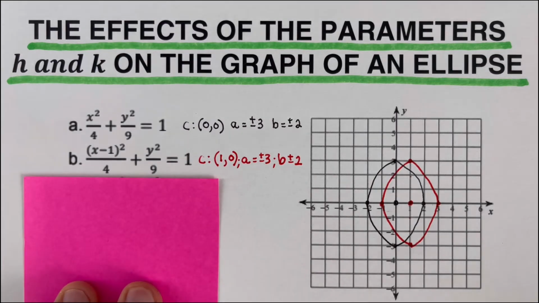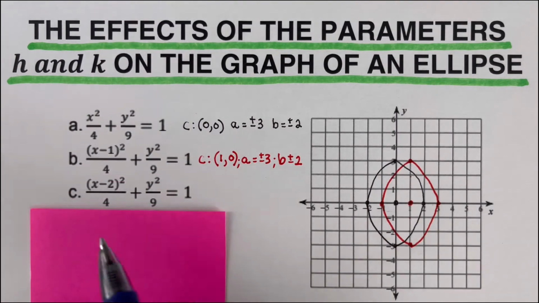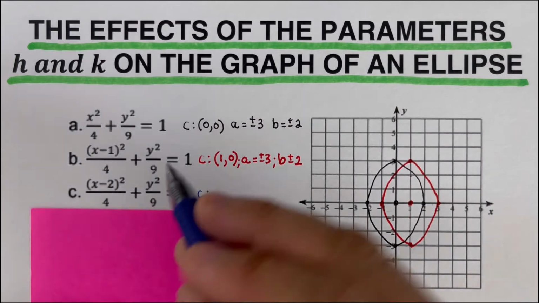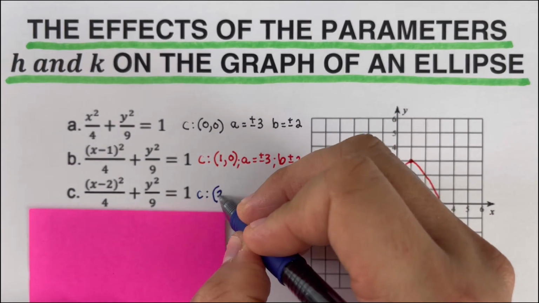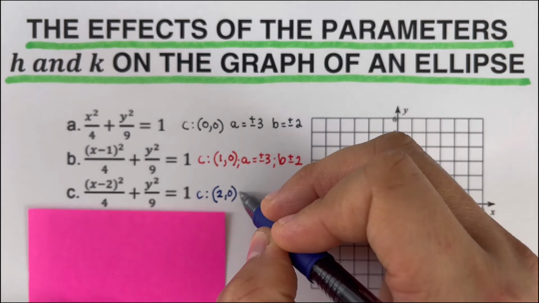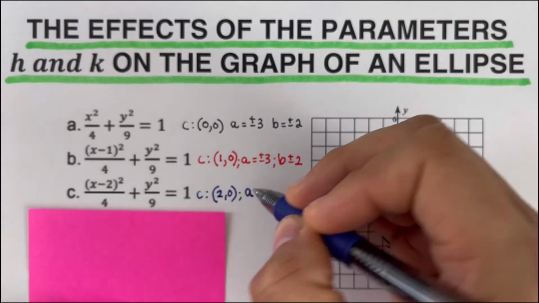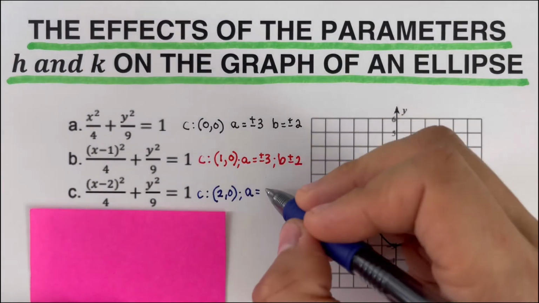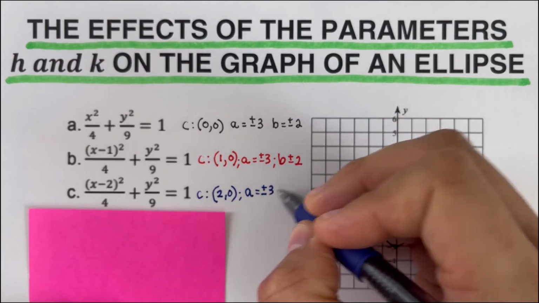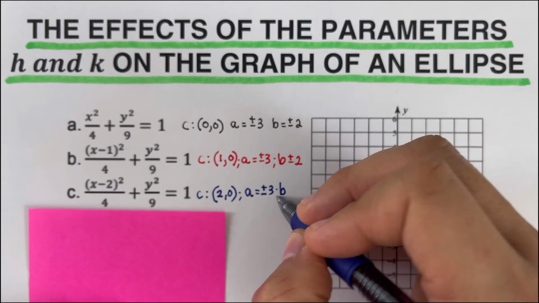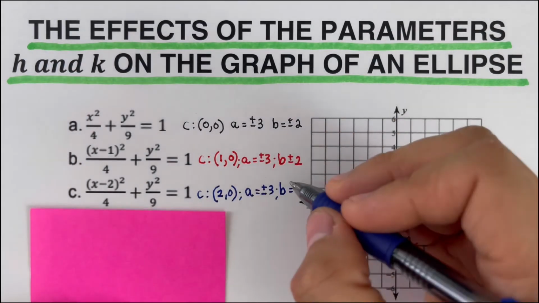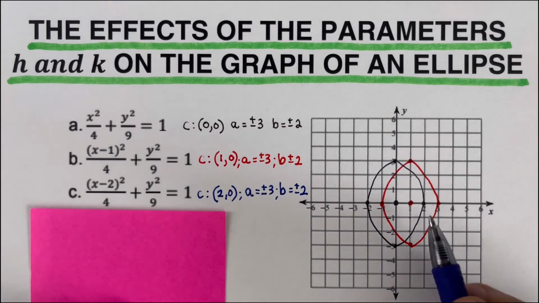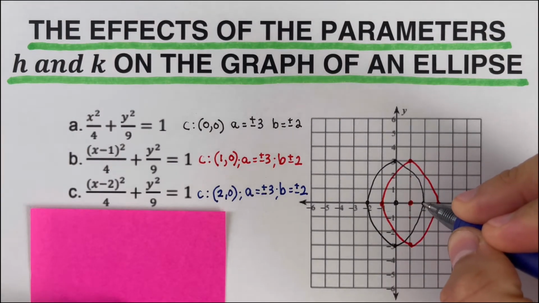And then let's look at the third equation. So the center for this is located at switch and keep. So that would be positive 2 and 0. So then we can say that our a here is, again, the bigger number, which is 9. So that's plus minus 3. And the b is the smaller number, which is 4. So that's a plus minus 2. So then again, the center is at 2, 0. So this is the center right here.